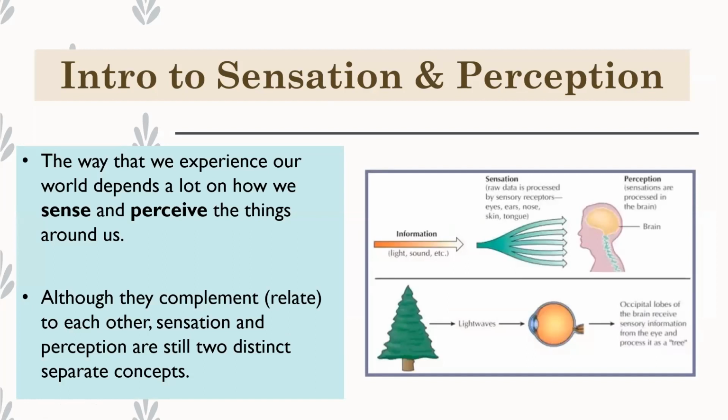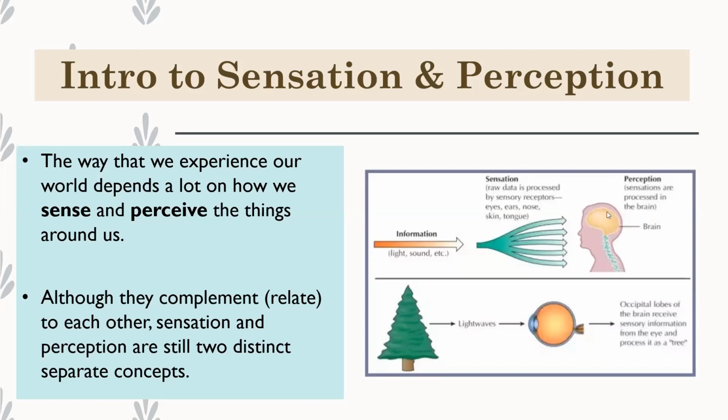So when we think about our sensory receptors, it's pretty common sense. Like when we talk about hearing, it's our ear. When we talk about taste, it's our tongue. When we talk about vision, it's our eyes, okay? So all this raw data coming in through our sensory receptors is called sensation. That is the process of sensation.